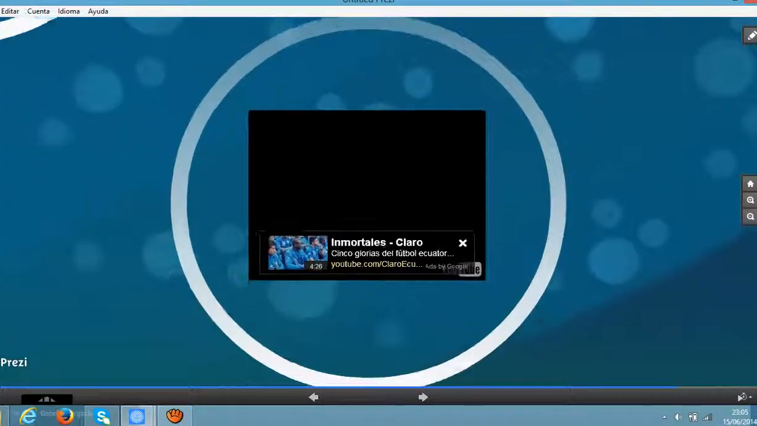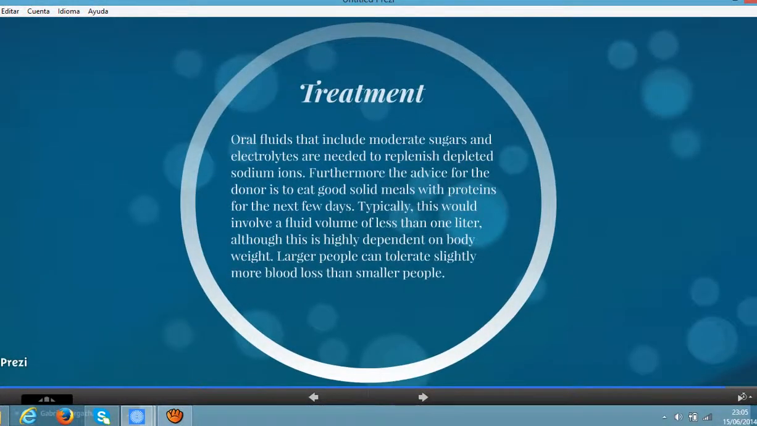Well, at the end of this exposition, we can include the treatment. The treatment includes oral fluids that include moderate sugars and electrolytes, needed to replenish depleted sodium ions. Furthermore, the advice for the donor is to eat good solid meals with proteins for the next few days.